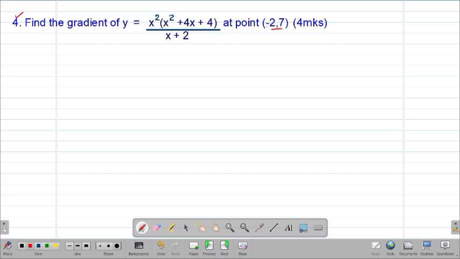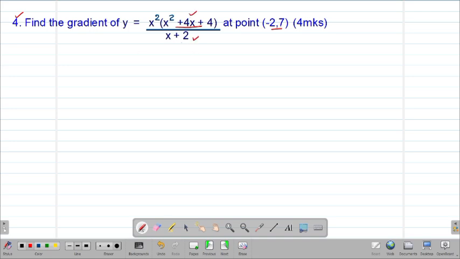So for us to find the gradient, we need to have the gradient function, and of course to get the gradient function we shall need to differentiate the given equation. So we know that we can only differentiate a linear equation. Therefore the first step is to convert this equation into a linear equation. The easiest way of doing that is to find the factors of this particular part so that we see if there are any factors that can cancel with our denominator.